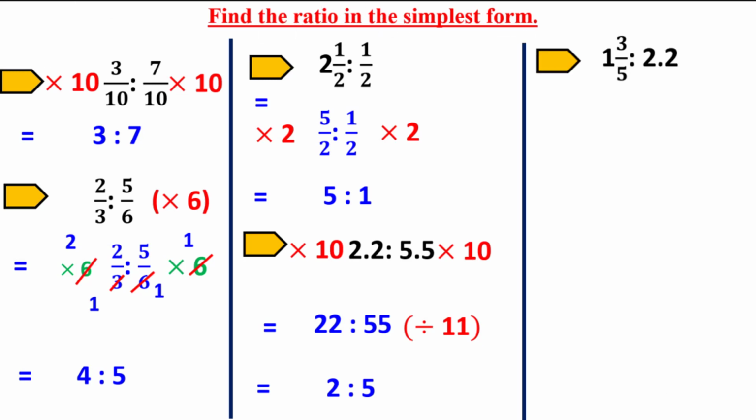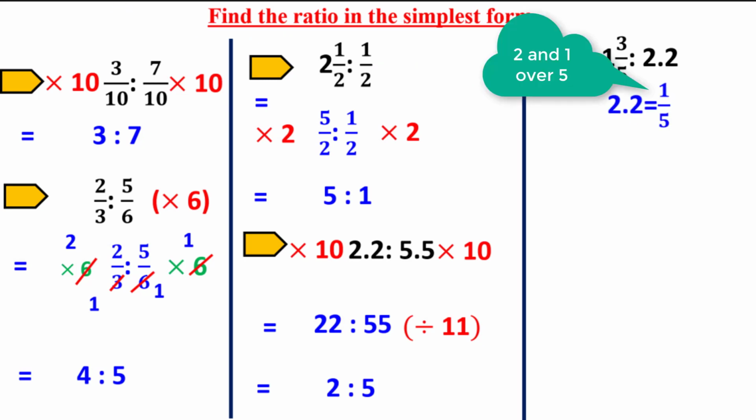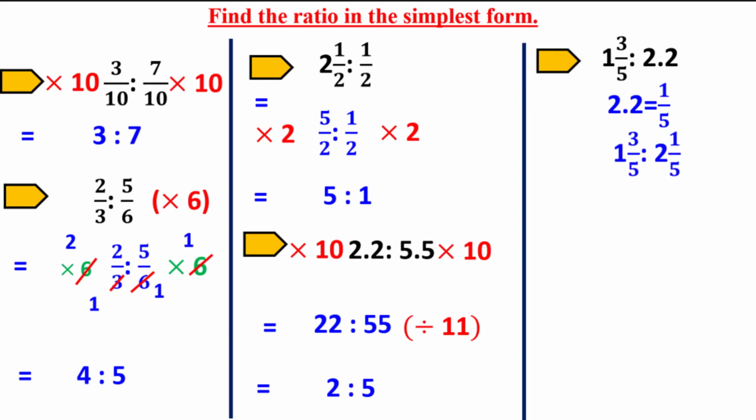Next, 1 and 3/5 to 2.2. We have here a mixed number and a decimal. How can we find the ratio between them? You can write the decimal number as a fraction. We studied before that 2.2 equals 2 and 1/5. So 1 and 3/5 to 2 and 1/5.